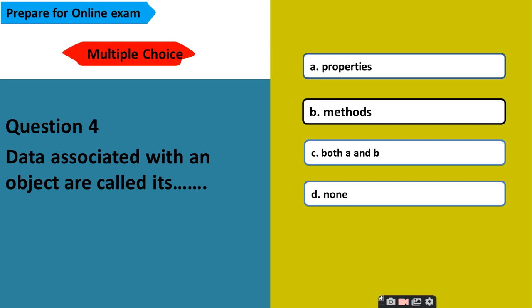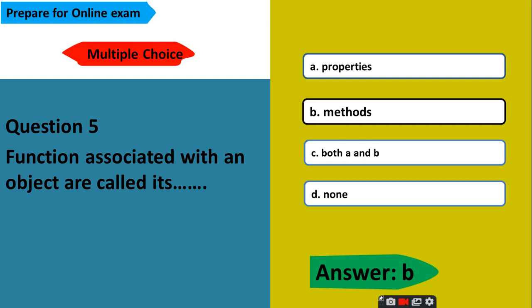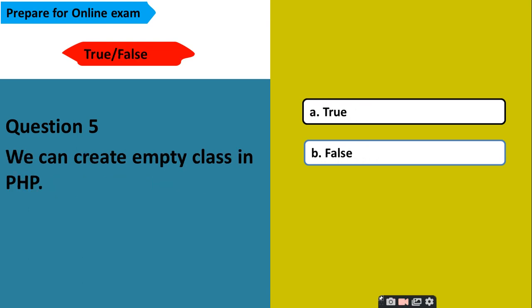Data associated with an object are called its dash, and the correct answer is properties. Functions associated with an object are called its properties, methods, both A and B, none. And the correct answer is B, methods. Functions associated with an object are called its methods.